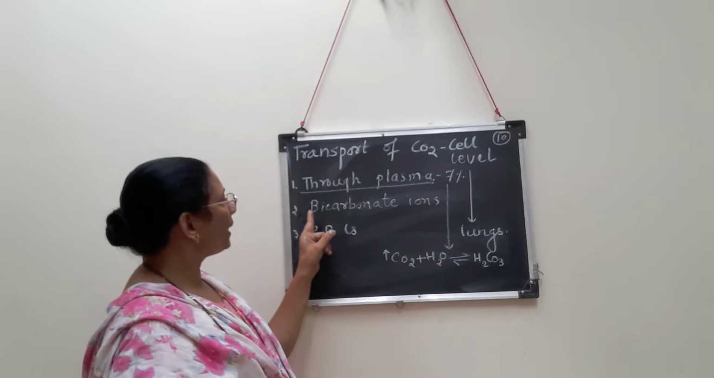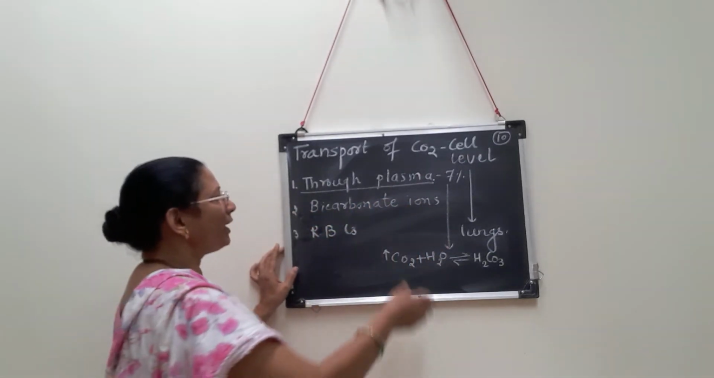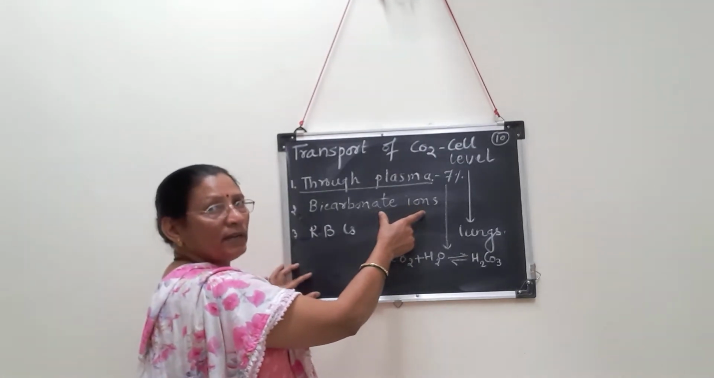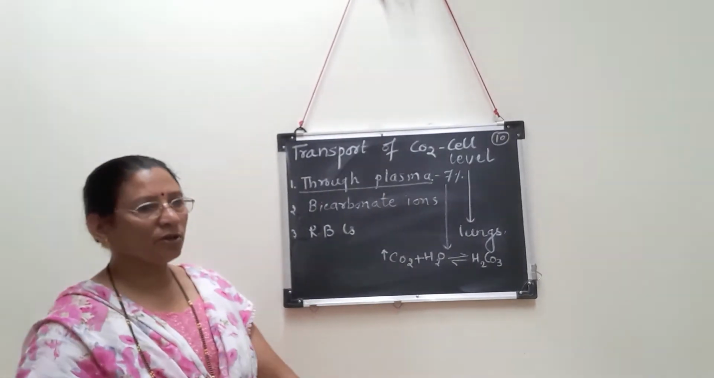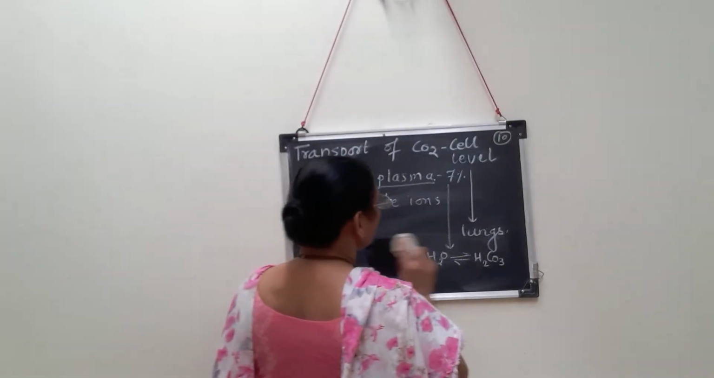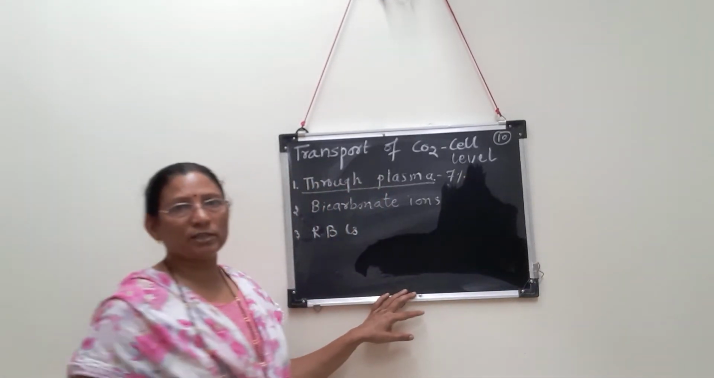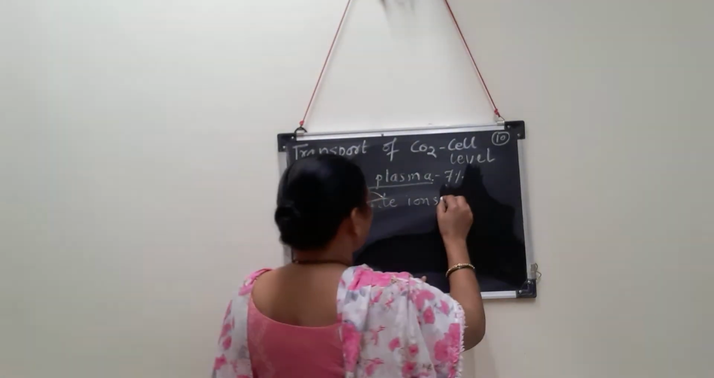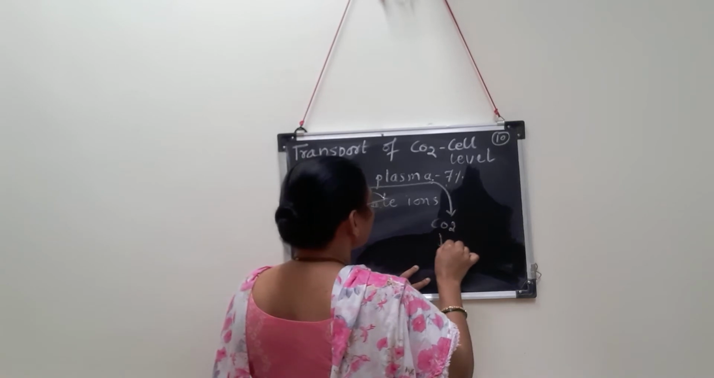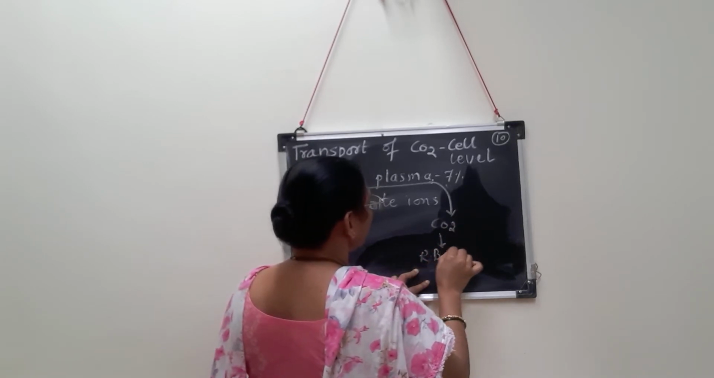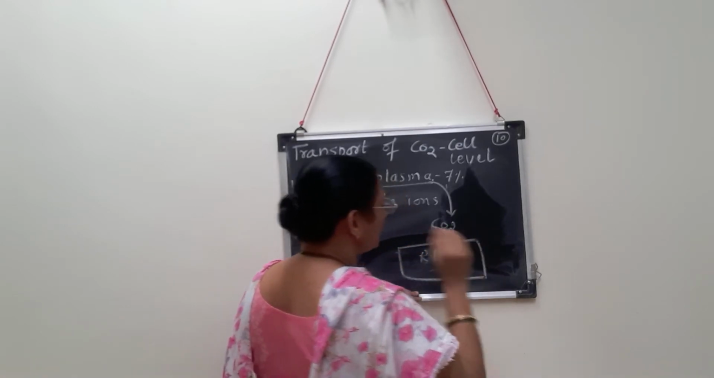Second way is formation of bicarbonate ions. By formation of bicarbonate ions, a major amount of carbon dioxide can be carried. How does the bicarbonate ion formation take place? As I said, carbon dioxide is transported through plasma. Through plasma, this CO2 enters into the RBCs, that is, the red blood corpuscle. Just consider that this is the RBC.